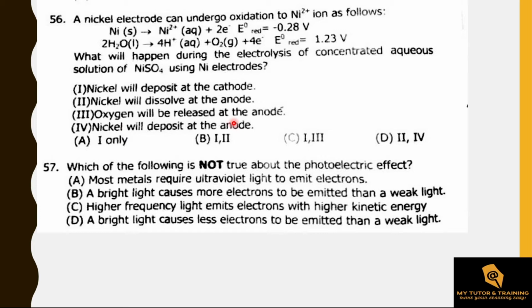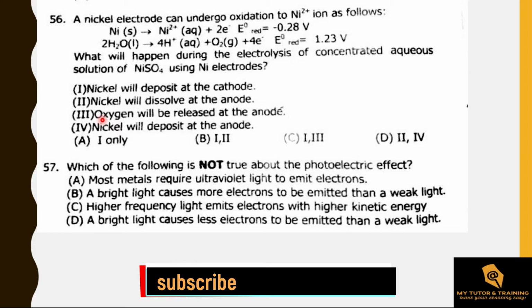Here, statement 1, nickel will deposit at the cathode, is correct. And the third statement, oxygen will be released at the anode, is also correct. A. 1 only, B. 1 and 2, C. 1 and 3. 1 and 3 are the correct answers. So for question number 56, the correct answer is what? C. C is the correct answer.